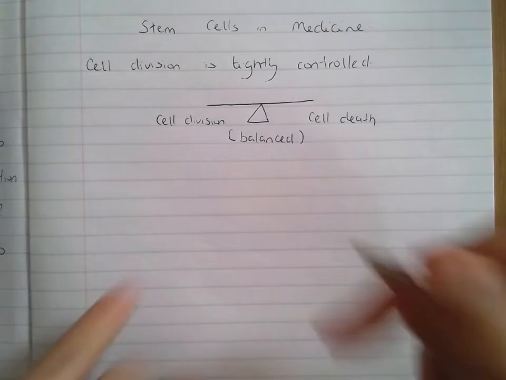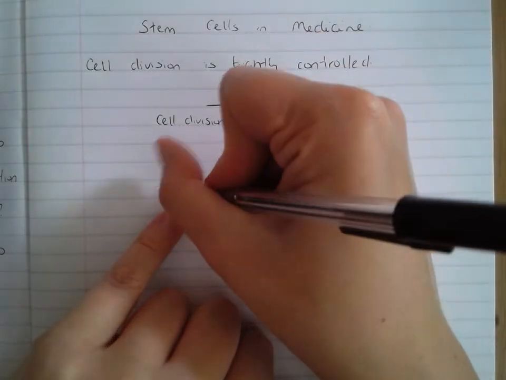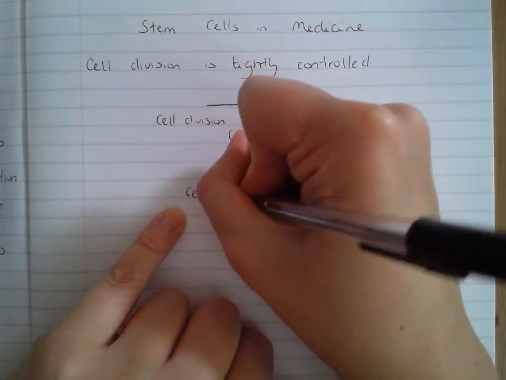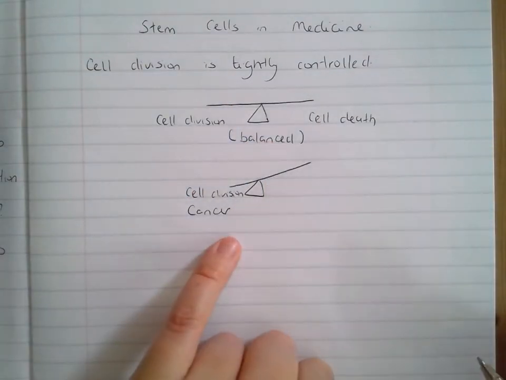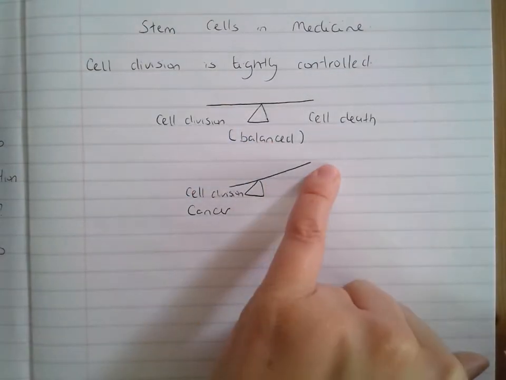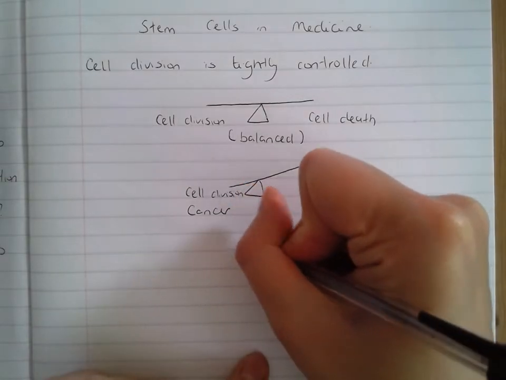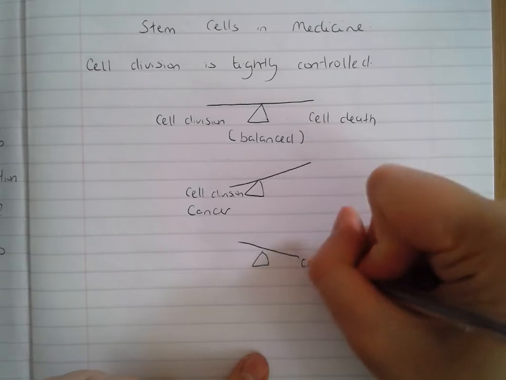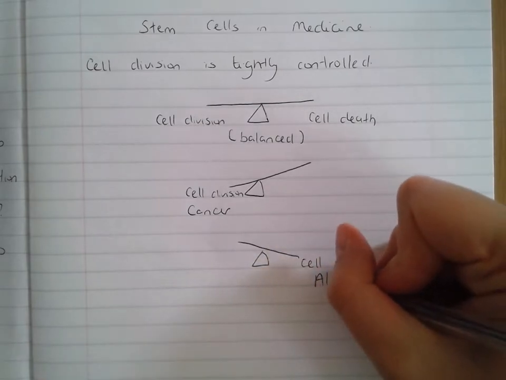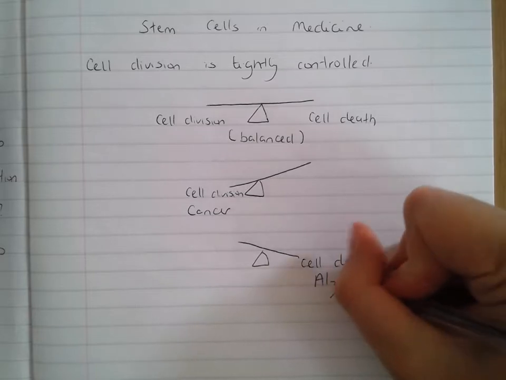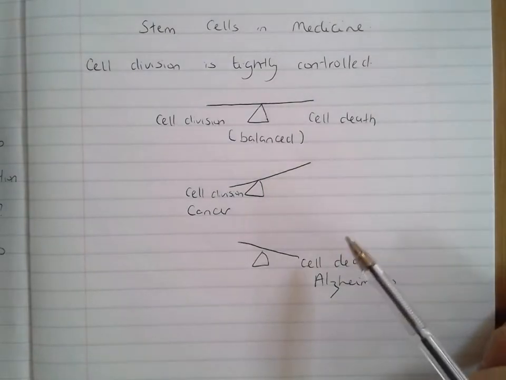If the scales tip, okay, so if it tips towards cell division, that can lead to cancer. Okay, if cells are dividing quicker than they're dying, that can lead to cancer. And then if the balance tips the other way towards cell death, that can lead to, I'll say Alzheimer's, okay, and Parkinson's, and there's quite a few others.